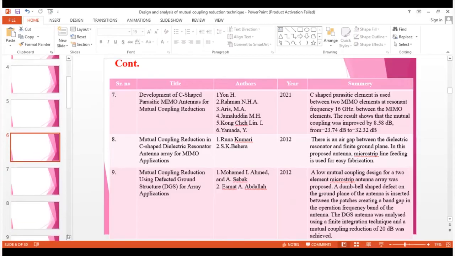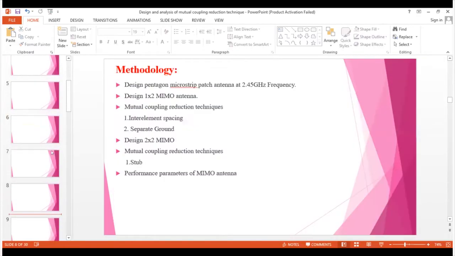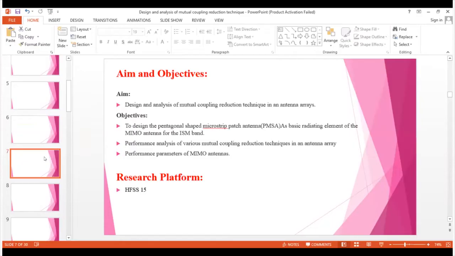Methods, aim and objective. For the design and mutual coupling reduction techniques, a MIMO antenna can be designed. In that objective, first of all, I can design a pentagonal microstrip patch antenna at 2.4 gigahertz frequency, and then analyze the performance of various mutual coupling techniques like stubs, interspacing elements, and changes of length and width of the patch antenna. And the research platform: for this antenna designing, HFSS 15 64-bit platform is used.